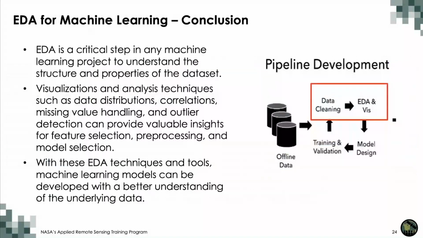correlation. In conclusion, EDA is a critical step in any machine learning project to understand the structure and properties of the machine learning dataset. Visualizations and analysis techniques such as data distributions, correlations, missing value handling, and outlier detections can provide valuable insights for feature selection, pre-processing, and model selection. With these EDA techniques and tools, machine learning models can be developed with a better understanding of the underlying data.